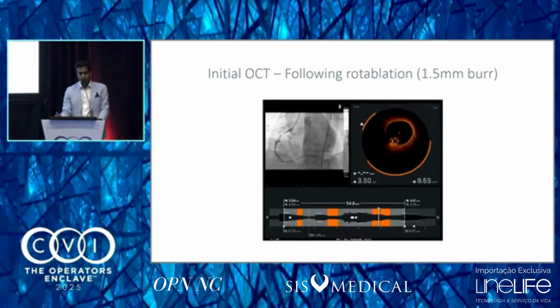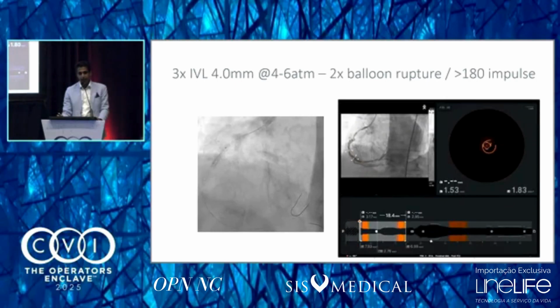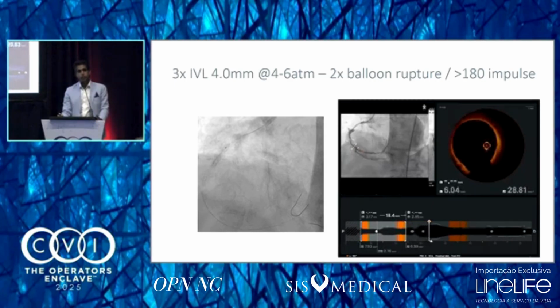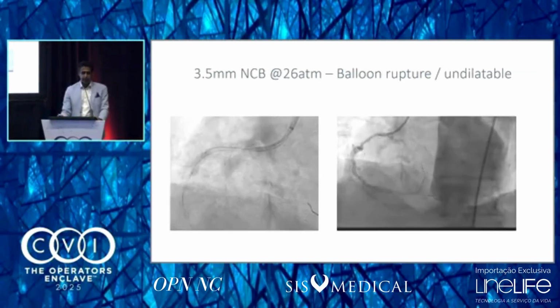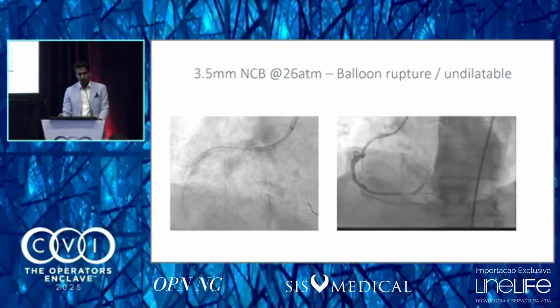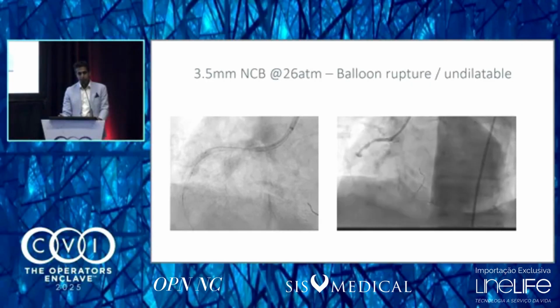So the question is what to do next. So this patient had IVL therapy, 3.0 IVL. Actually, this is a scenario where you have nodules and the balloons rupture. So actually 2 different balloons ruptured, and more than 180 pulses were delivered. And despite this, on the next image, you'll see that an NC balloon was not expanding. 3.5 at 26 atmospheres, and it ruptured again.